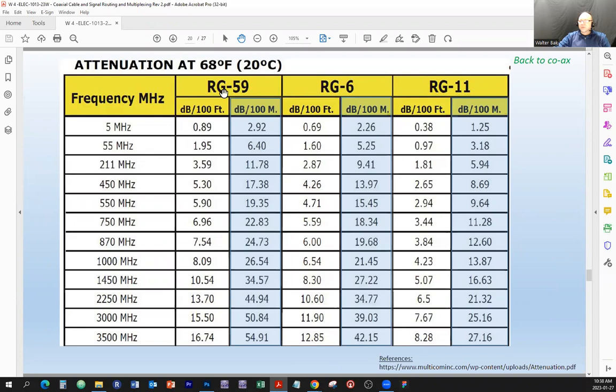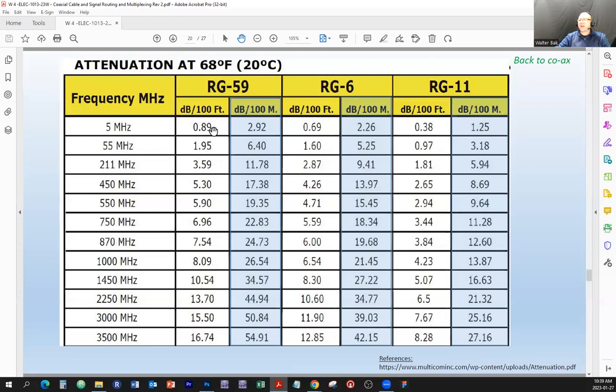So you can see that RG59 is the lowest, I don't want to say quality, but it has the biggest loss of the signal per 100 feet out of these three. Let's take a look at, let's say, 5 megahertz. RG59 will have 0.89 decibels of signal loss per every 100 feet. And now when I say 0.89 decibels, because I showed you that 3 decibels is half power or double power, now it's giving you some better understanding of what the dB losses are, whatever the signal or reference is.